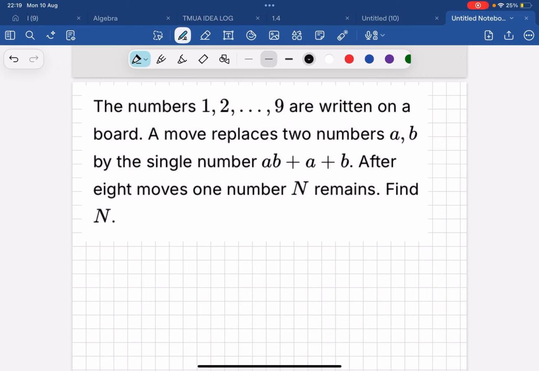This guy is back in with an interesting problem, and this one uses, well, invariance. So let's have a read.